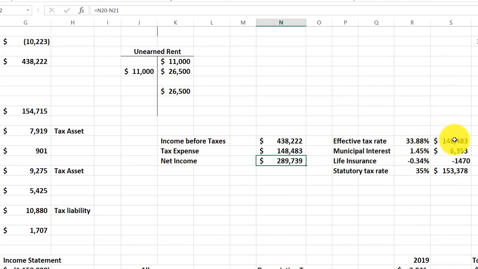Your effective tax rate is your tax expense divided by your income before taxes. And then we have our two permanent differences that make up the difference between our effective tax rate, just under 34%, and our statutory tax rate of 35%.